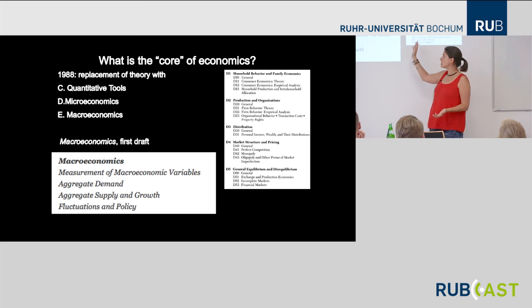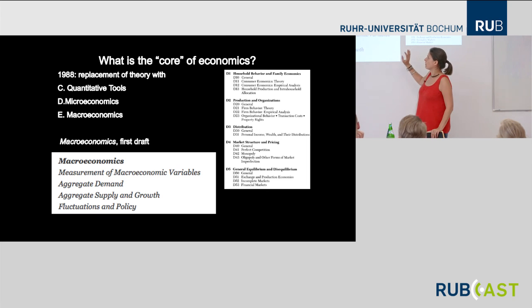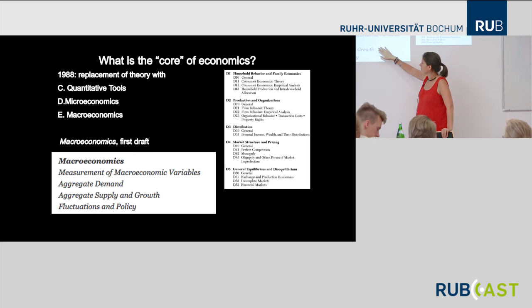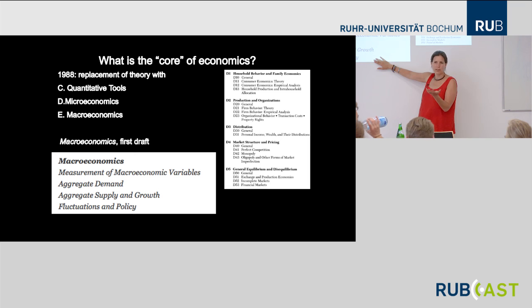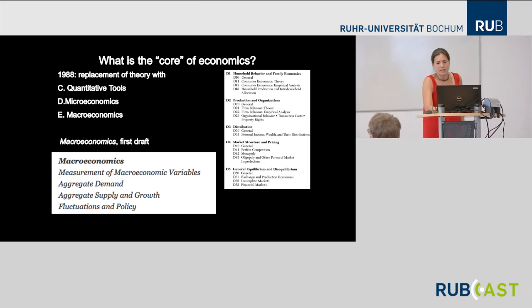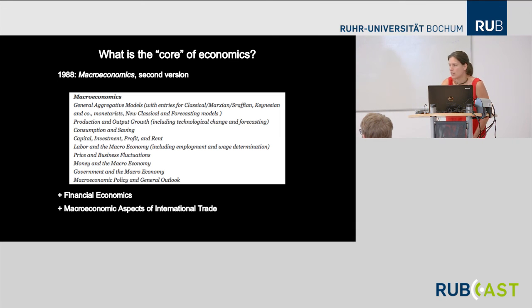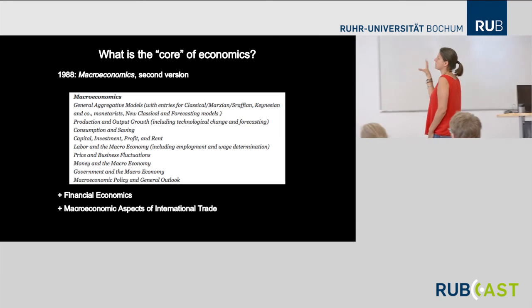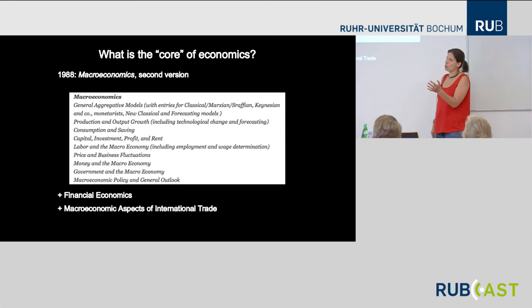So he just made a draft saying, okay, macroeconomics is going to be about aggregate demand, aggregate supply, and fluctuation in policy, okay? Which is more or less what you learn in your first course, but which economists said is not updated anymore, okay? So many economists came to him and said, no, there is much more about macroeconomics.